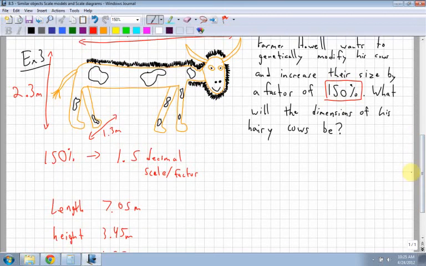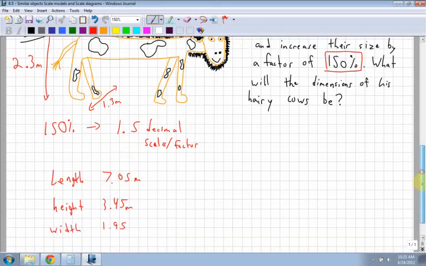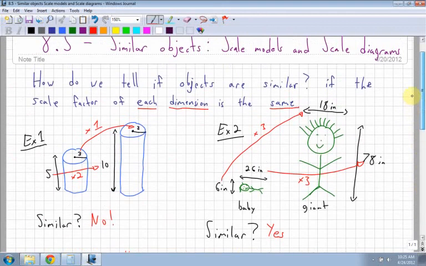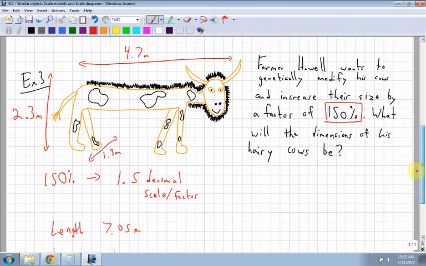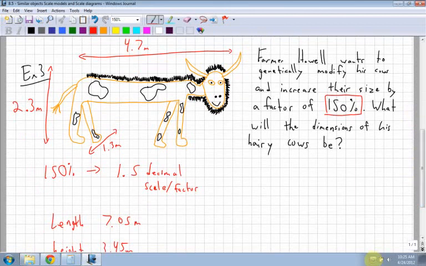When it's been increased by a percentage, change the percentage to a decimal, and then multiply by it. If it's an enlargement, you want to enlarge it. If it's a reduction, you want to reduce it. But you're still going to be multiplying by that scale factor, right? And just check to make sure, has it been increased from my original value, or has it been reduced? And what is it asking for? So that's how you work with scale factors. Check to see if objects are similar by checking if scale factors are the same, and use scale factors to find missing dimensions.